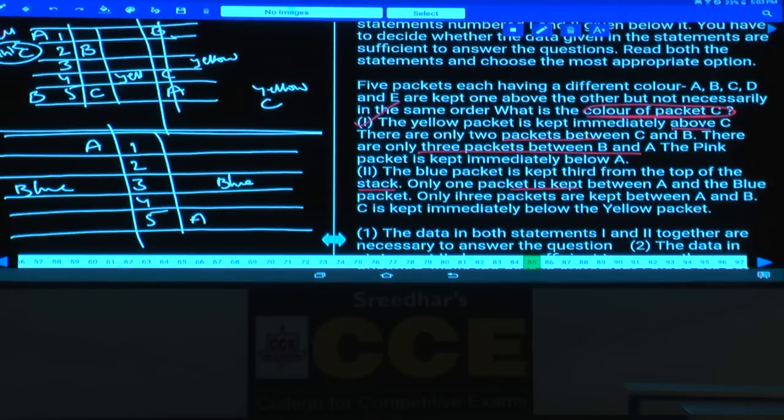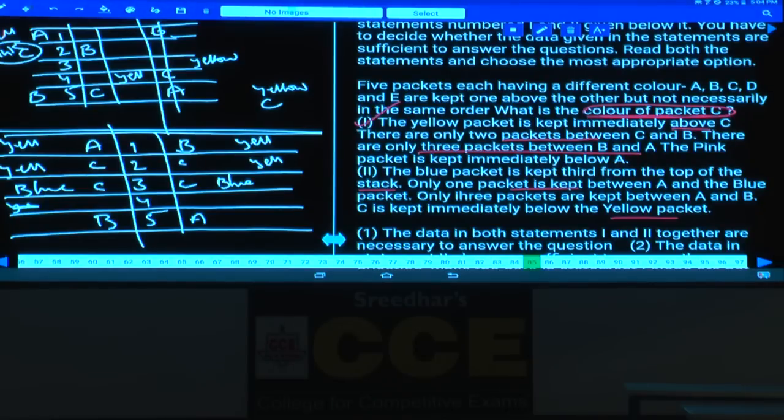And only 3 packets are kept in between A and B. A is here, B will be here, and A is here, B will be here. And C is kept immediately below the yellow packet. If B is yellow, then C will be here. Or if this is yellow, C will be blue, isn't it? And how many possibilities do we have? We have 2 possibilities.